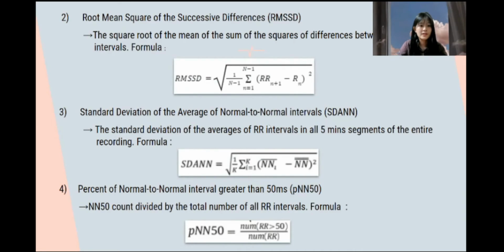Next, we will go to the standard deviation of the average of normal to normal intervals. We call it SDANN. So, the standard deviation of the average of RR intervals in all 5-minute segments of the entire recording. So here is the formula of SDANN. And for the percent of normal to normal intervals greater than 50 ms, we call it PNN50. So NN50 count divided by the total number of all RR intervals, and here is the formula.